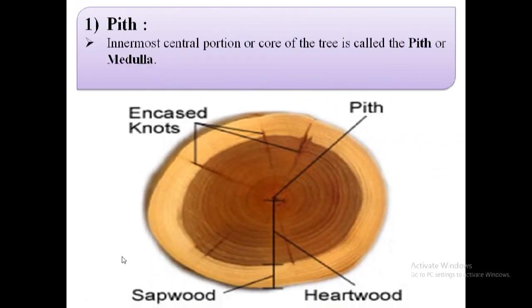The innermost central portion or core of the tree is called the pith or medulla. So this image shows the cross section of timber and here we can see this is the pith, which is the innermost central portion or core of the tree, and it is also known as medulla. This pith varies in size and shape for different types of trees.